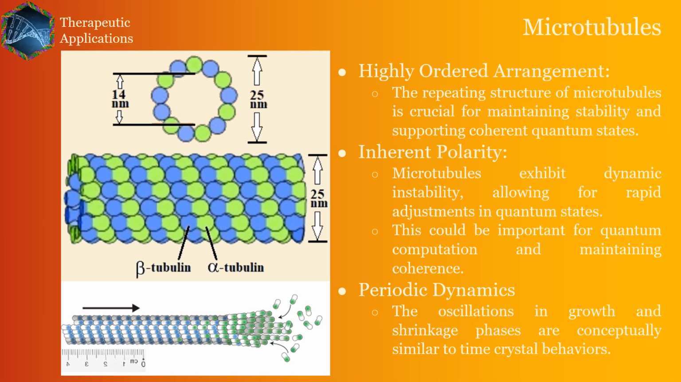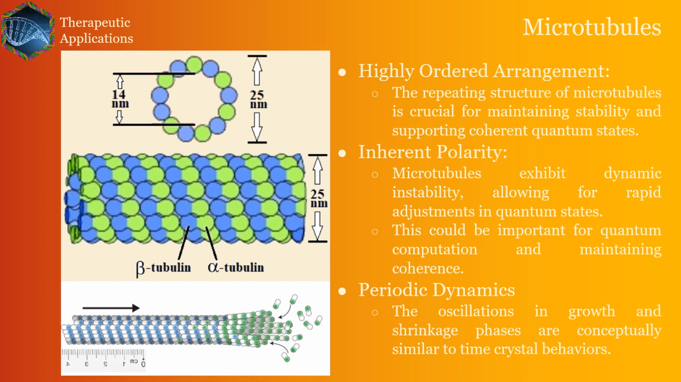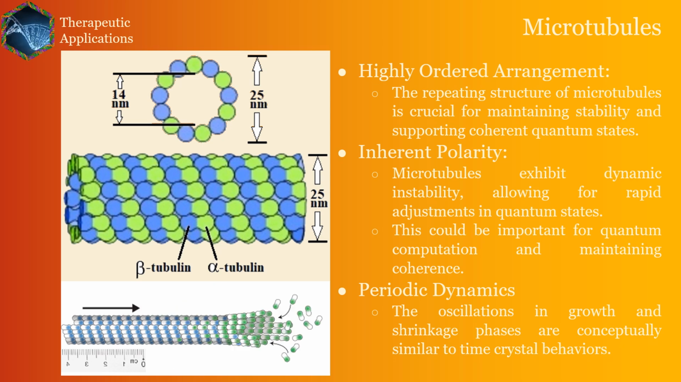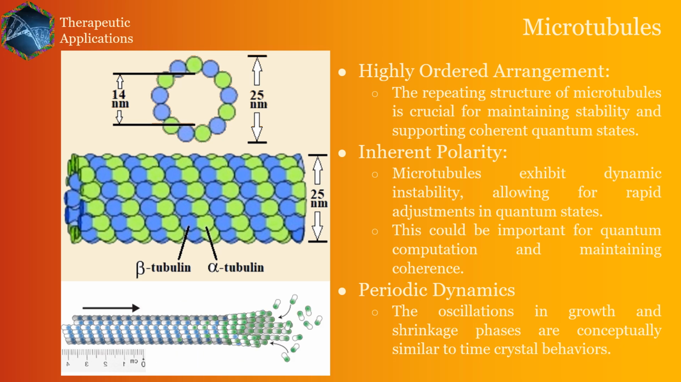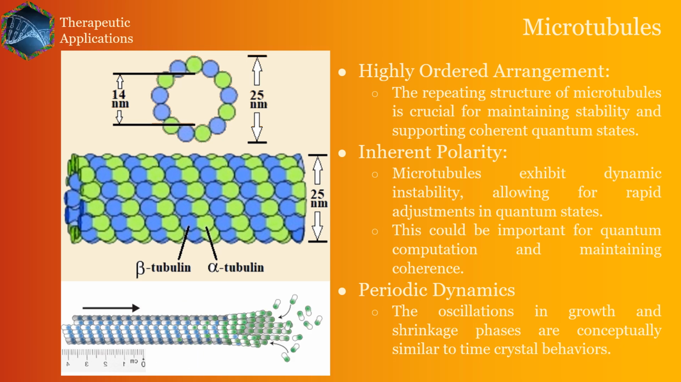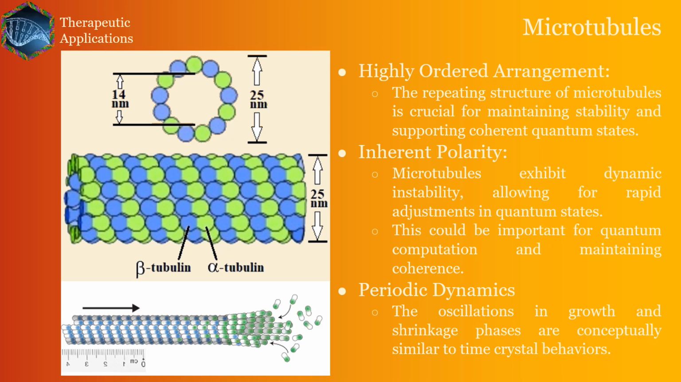Microtubules. Repeating, highly ordered arrangement in microtubules is crucial for maintaining stability and regularity, which is essential for supporting coherent quantum states and processes. Microtubules have inherent polarity, allowing them to exhibit dynamic instability, which could facilitate rapid adjustments in the quantum state, potentially important for quantum computation and maintaining coherence. These periodic dynamics and oscillations in growth and shrinkage phases are conceptually similar to the behavior of time crystals.